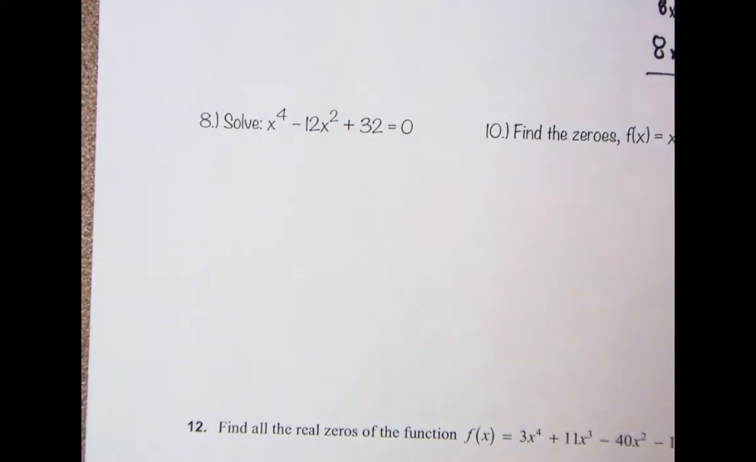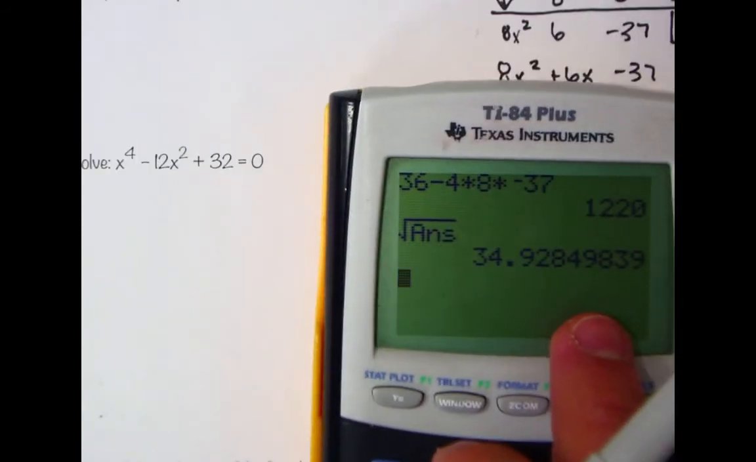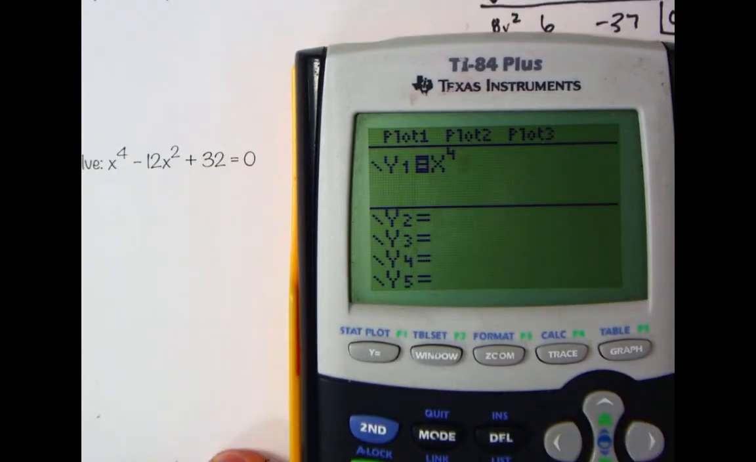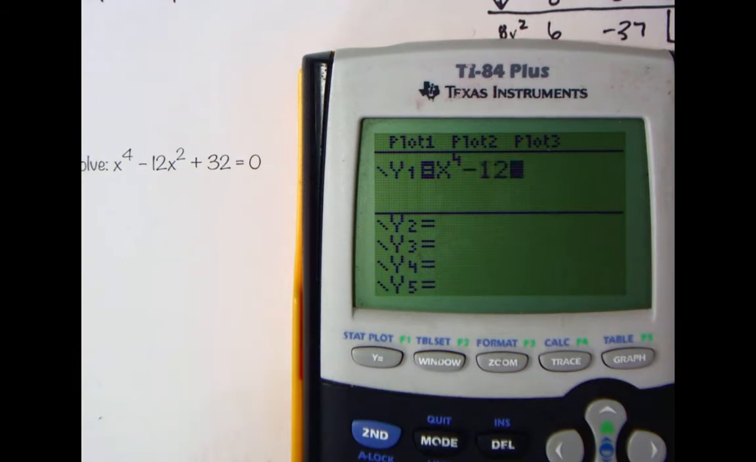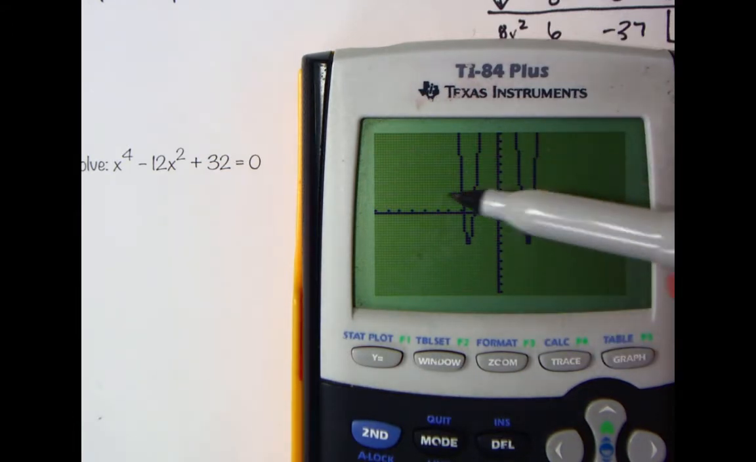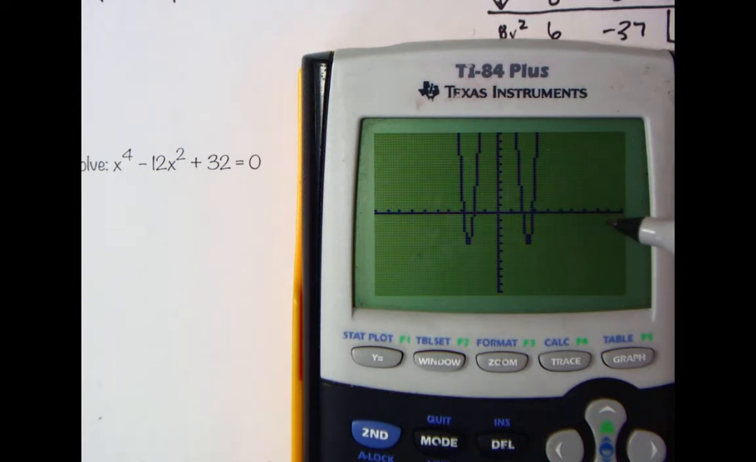Number 8, once again, I'm going to plug this into my graphing calculator. Let's slide that over so I can see both here. Clear out y equals, clear that out, and I'm going to put that in my graphing calculator. So y equals x to the 4th minus 12x squared plus 32. Graph. Now what we're going to see are you have 4 solutions. Clearly it crosses the x-axis 4 times, so I have 4 solutions.